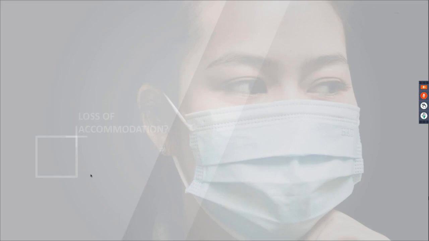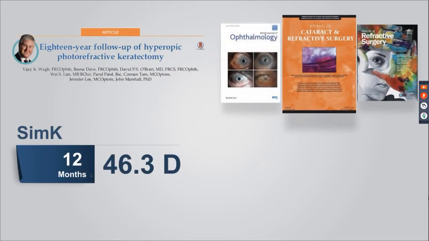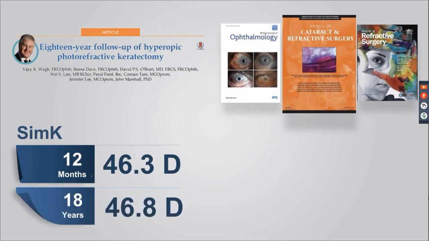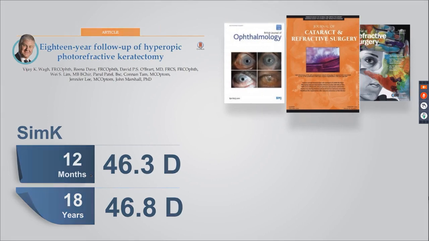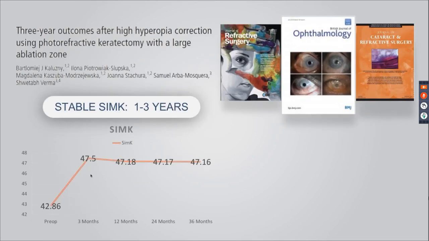So again, on the same group, we see that SIMK was 46.3 diopters at 12 months, and at 18 years it was 46.8 diopters. So not much has changed for the cornea. Again, if we look at Bartholomew Kaluchny, a follow-up of PRK over 3 years, we see stability of the SIMK from 1 to 3 years. There is a regression, but stability thereafter.